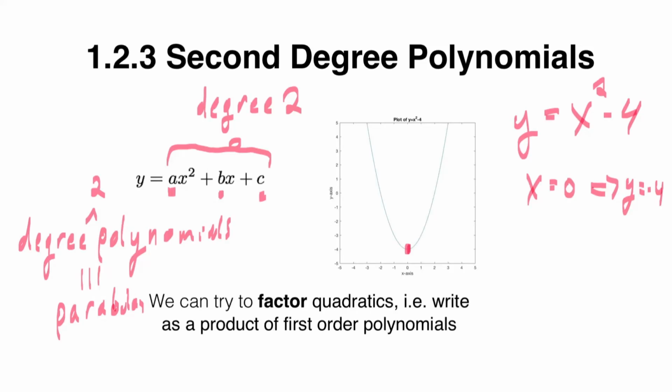And then I start to pick another value, maybe x equals 2. And that tells me that y is equal to 2 squared minus 4, so 0. So that gives me the point (2, 0). And from this, I can sort of extrapolate on to get a picture for this.